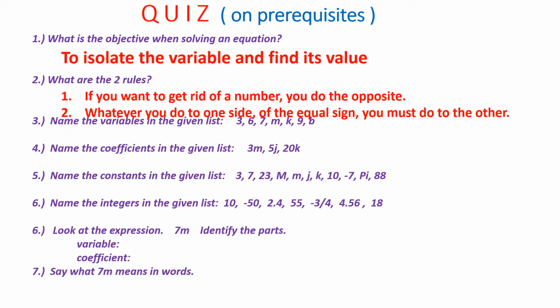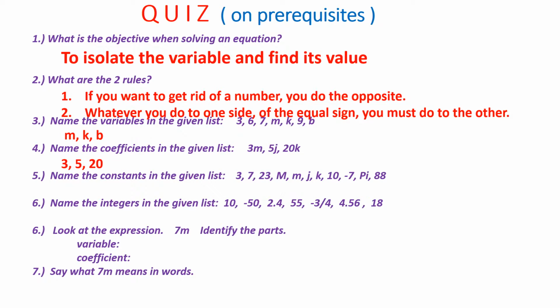Number 3, name the variables in the given list: 3, 6, 7, M, K, 9, B. The variables are M, K, and B. Name the coefficients in the given list: 3M, 5J, 20K. The coefficients are 3, 5, and 20.